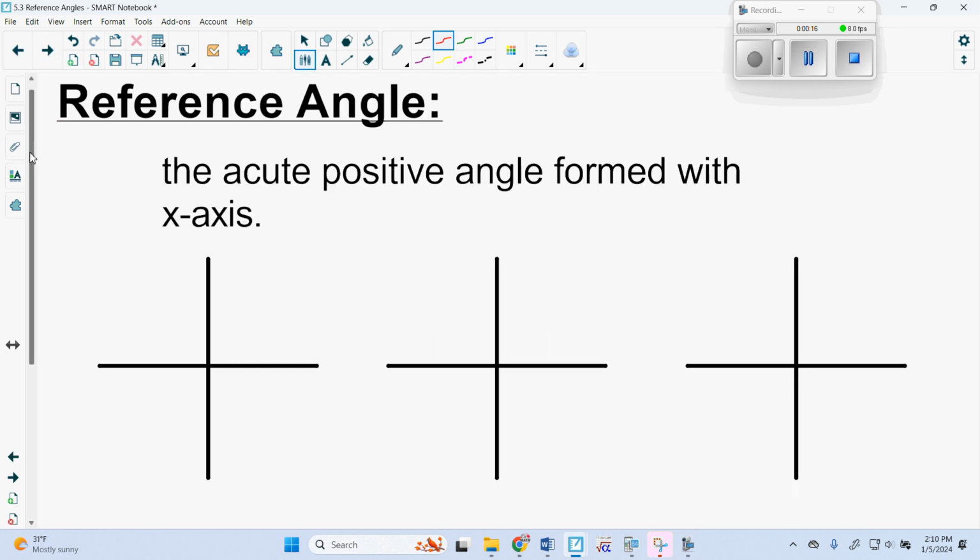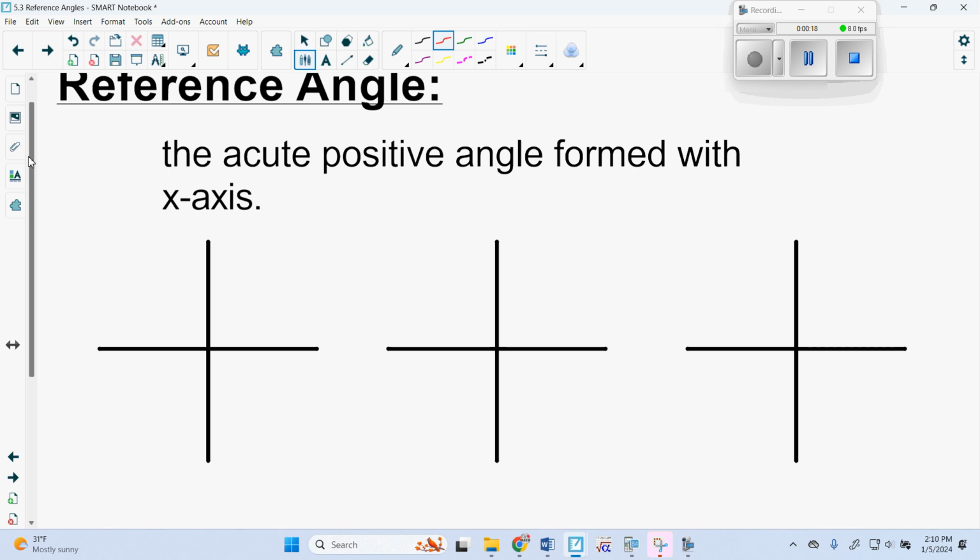A reference angle is an acute positive angle formed with the x-axis. The important thing here is it's always with the x-axis. For everything we do, really the rest of this year, we always want to try to form angles with the x-axis. Is it possible to do other things? You can get around stuff, but to make everything the same, everybody's doing it the same, we always want to form them with the x-axis. So it's an acute positive angle formed with the x-axis.